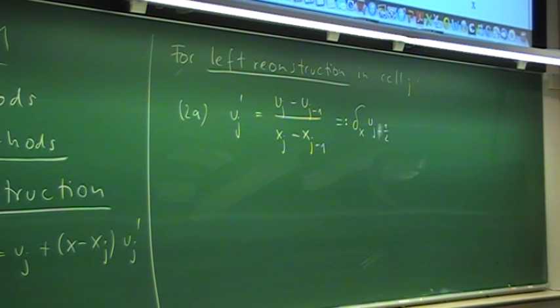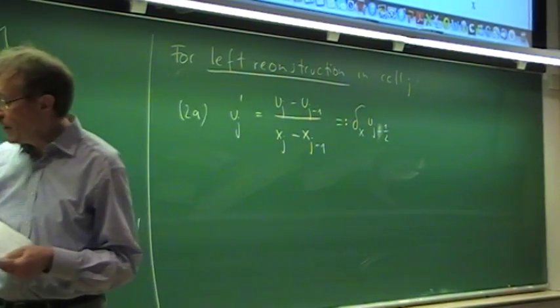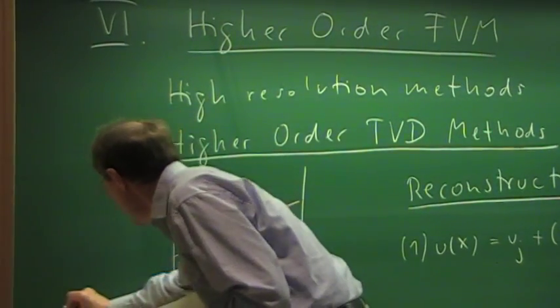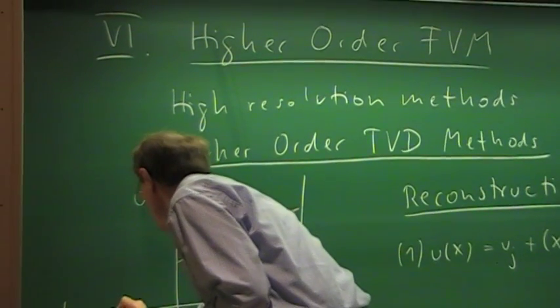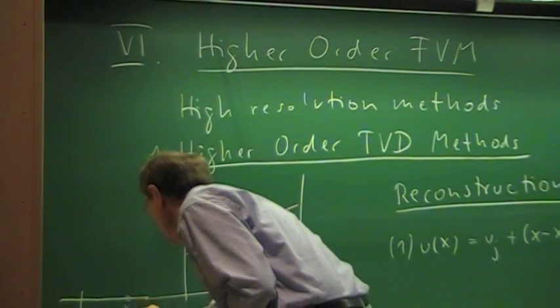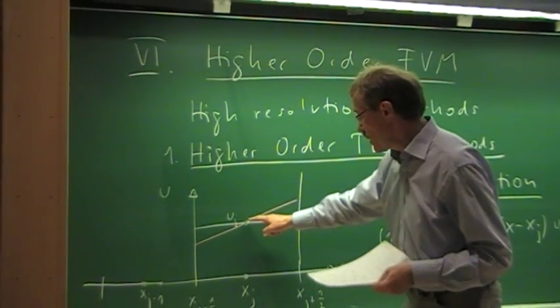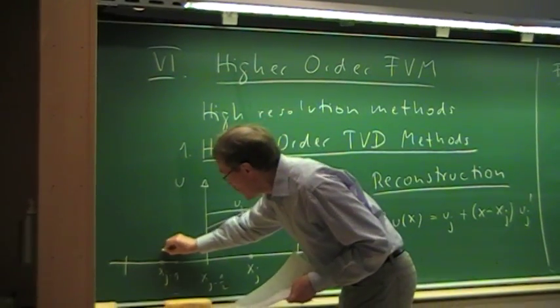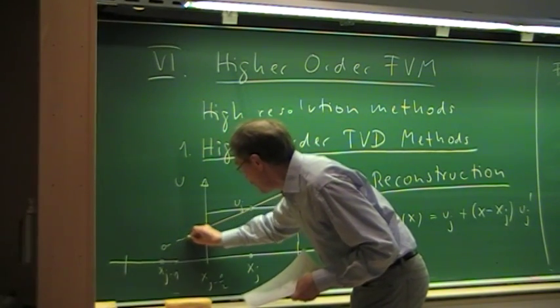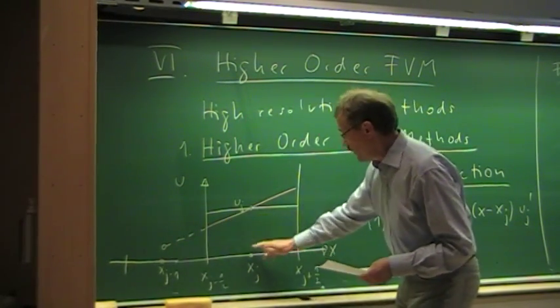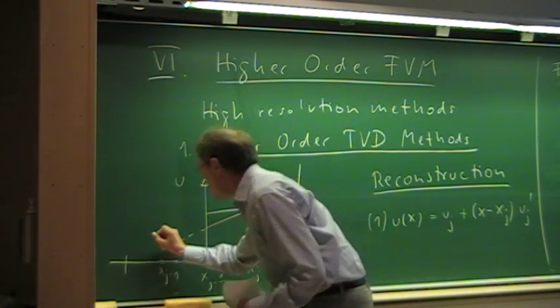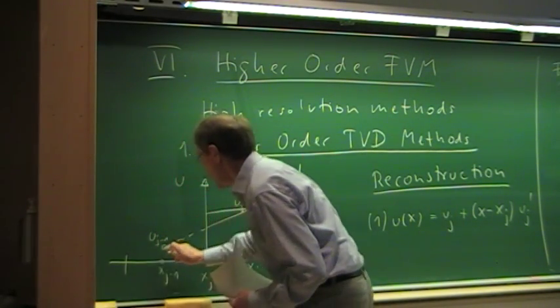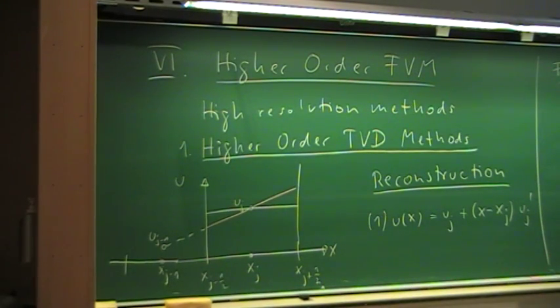So then, from that we get the left reconstruction at the face that we are interested in. Imagine what we are doing here. We are taking into account a neighbor, xj minus 1. If we are using this slope, then we must be here, so that this slope is given by the slope from uj to uj minus 1. So that is this value.